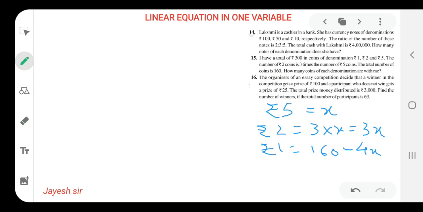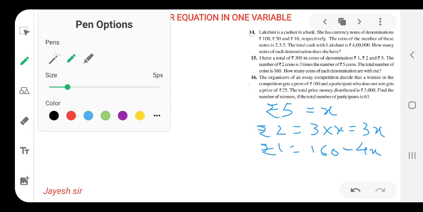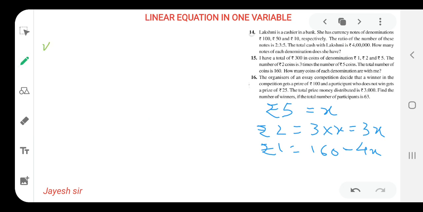Yes friends, now let's begin with the question. What is given? These three are given, and the total is 300 rupees. So let's form the equation so that we can get the answer easily. We'll add all of them: x plus 3x plus 160 minus 4x. We have to add all three coins now. That's right, 160 minus 4x, and their sum is 300 rupees.